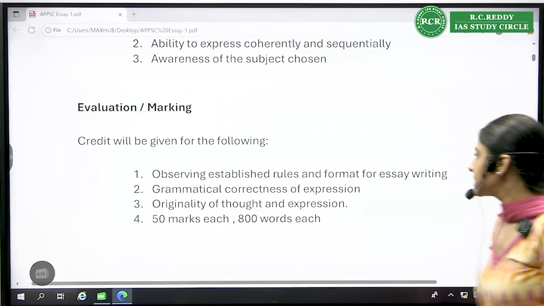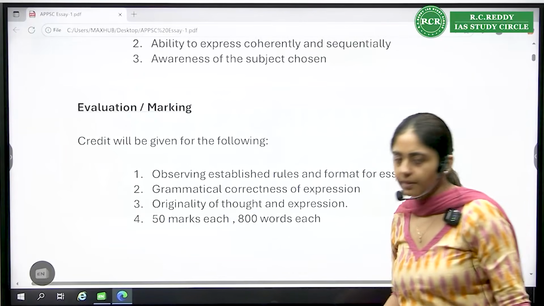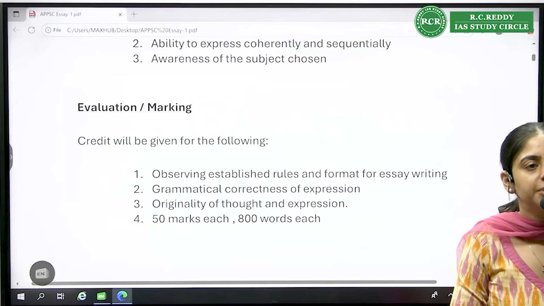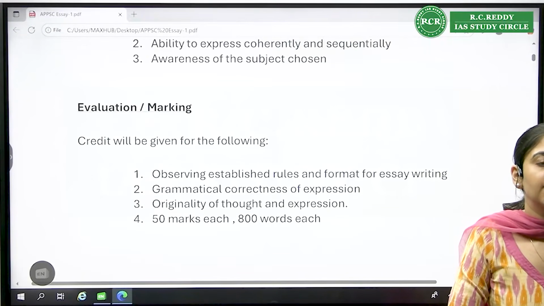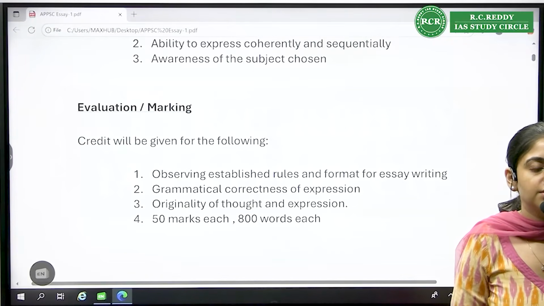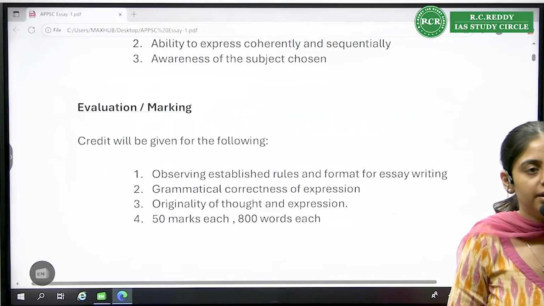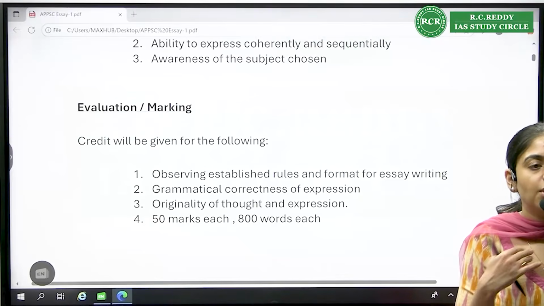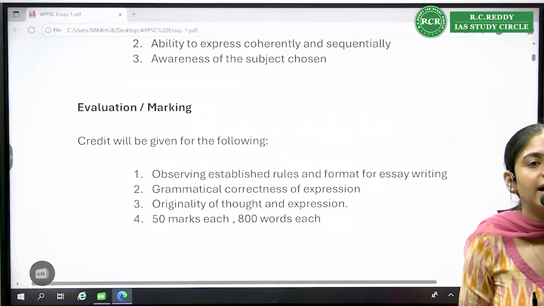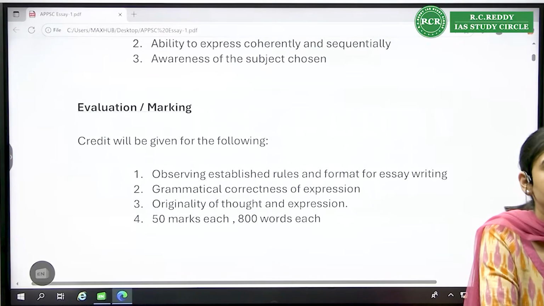Okay. Now next is originality of thought and expression. Your point of view, your originality, not what ABC person said. If you are writing in every line that Mahatma Gandhi said this, or Swami Vivekananda said this, or Montesquieu has said this, that is okay, but not overdoing it. This essay is about your thought, not their thought. Their thought is more about validating your points.